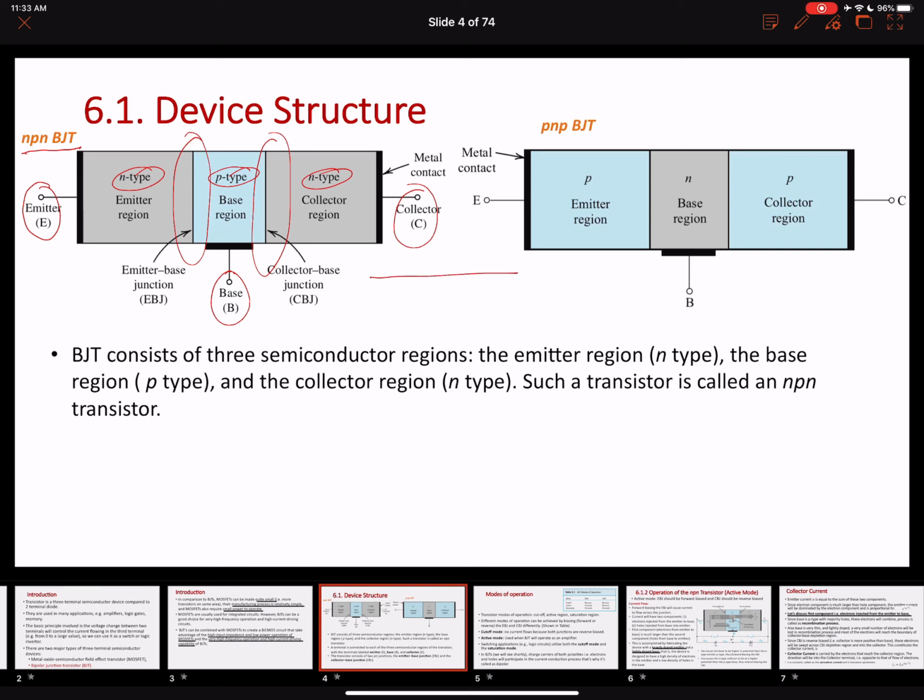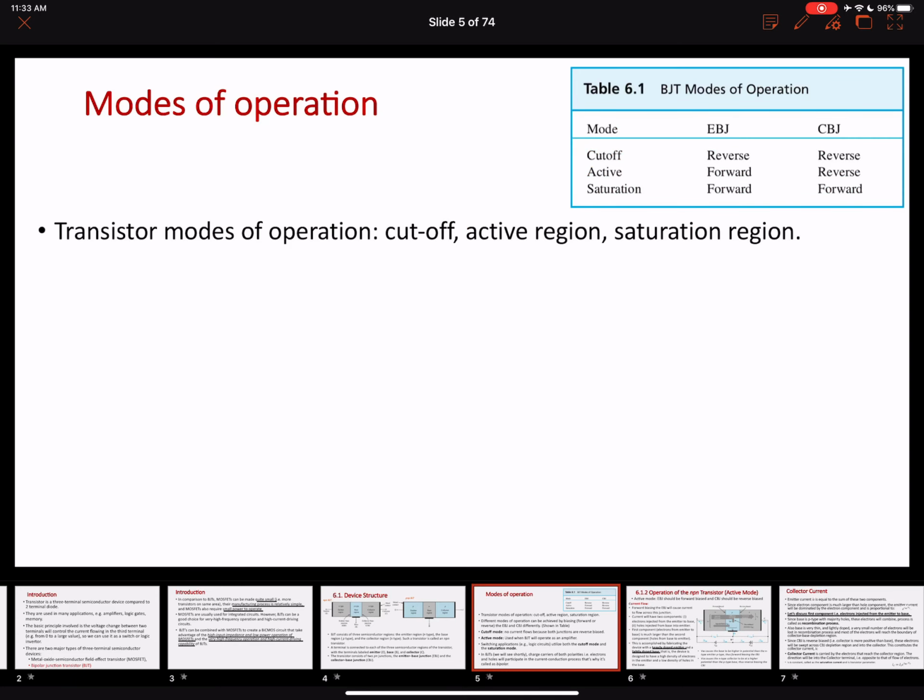Similarly, we have a PNP transistor with emitter, base, and collector. Emitter is P-type, base is N-type, collector is again P-type, considering the naming conventions. So we saw that physical structure. We talked very briefly about its modes of operation.